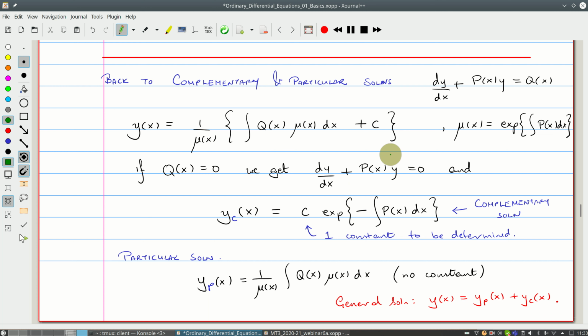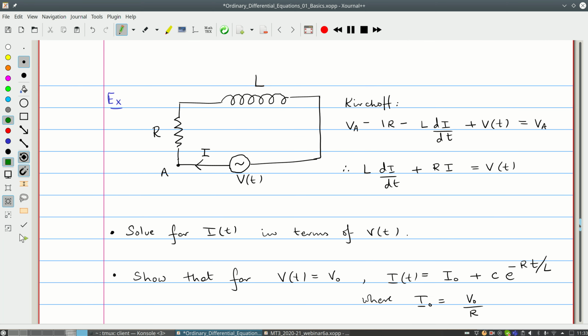This is something we're going to be seeing again and again as we write down these general solutions. You will find that they will contain a complementary solution and a particular solution. Sometimes you need to dig to find out where they are, but they will be there. Okay, I'm going to end here and leave you with a problem to solve.